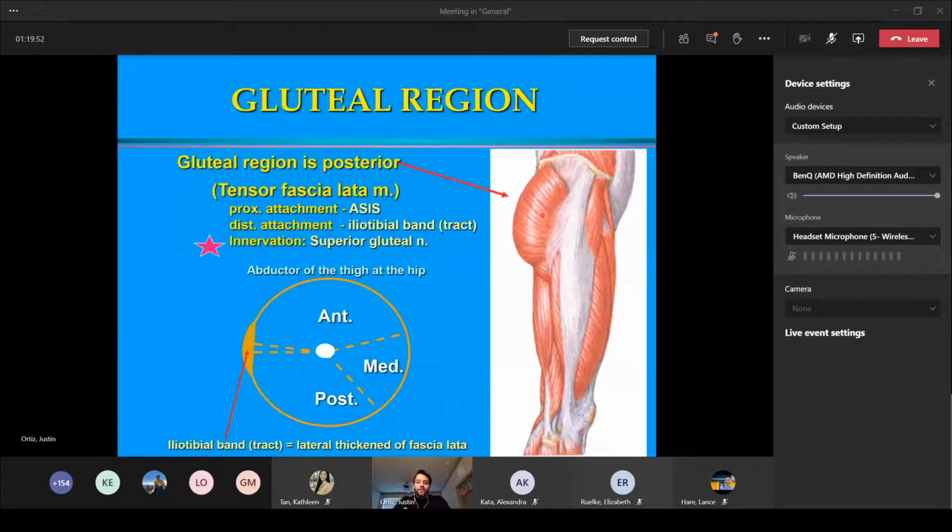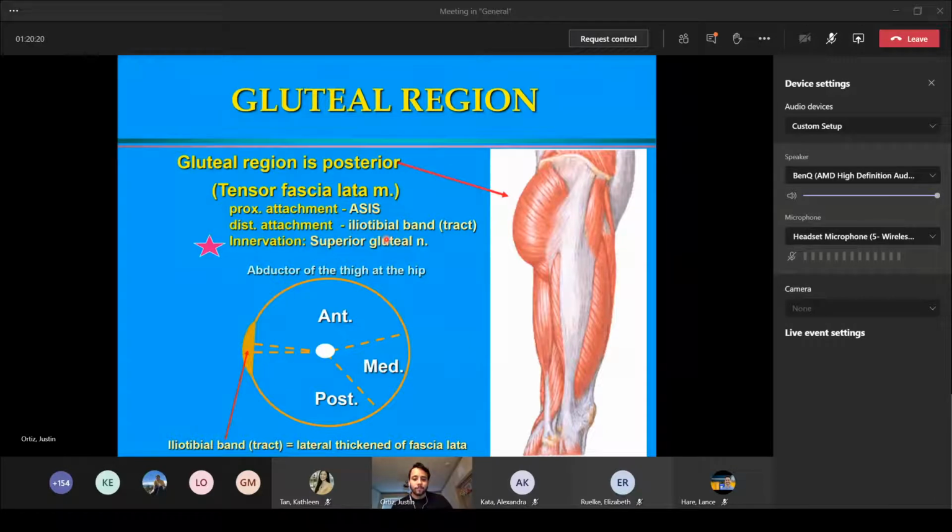Okay, so the tensor fasciae latae is going to attach to the iliotibial band. It's coming from the ASIS, the anterior superior iliac spine. You can actually feel that. If you put your thumbs in the front side of your abdomen, press hard, and touch your hip bone, that's your ASIS, your anterior superior iliac spine. You can feel that if you palpate it. That would be the tensor fasciae latae.